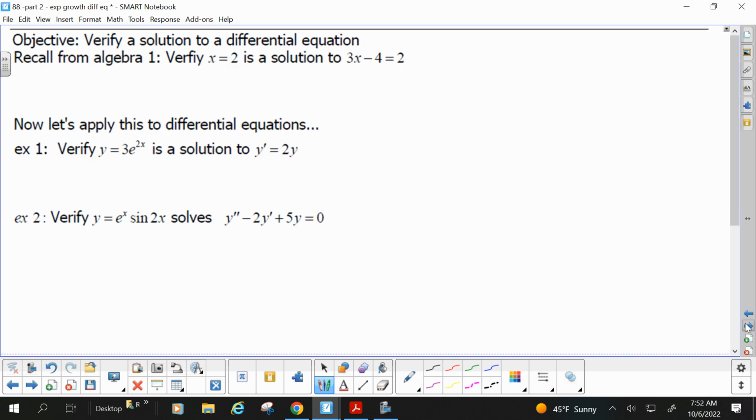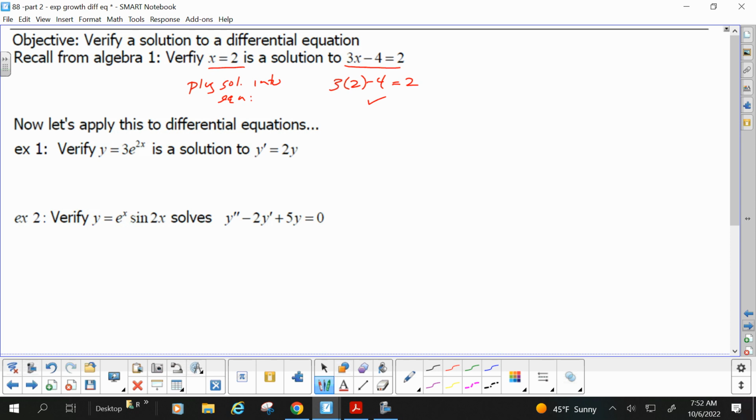Okay. Next idea. Switching gears. Verifying a solution. Remember, a solution in an algebra equation is one that makes the equation true. So for example, if I said verify x equals 2 as a solution to this, I could plug my solution into the equation again, and I get 3 times 2 minus 4 equals 2, which is true. Yeah?